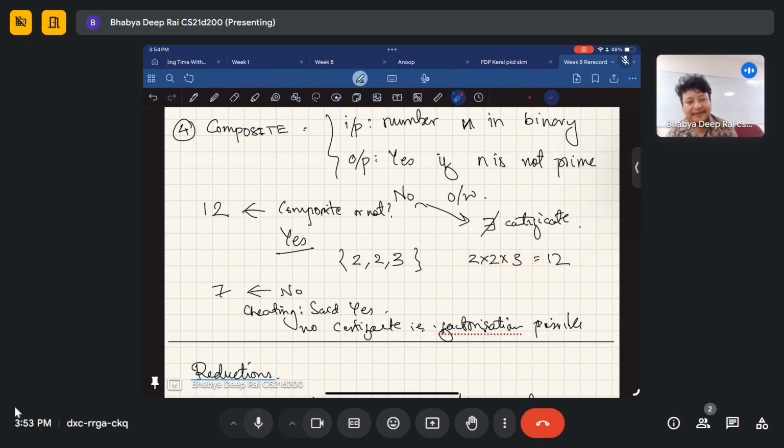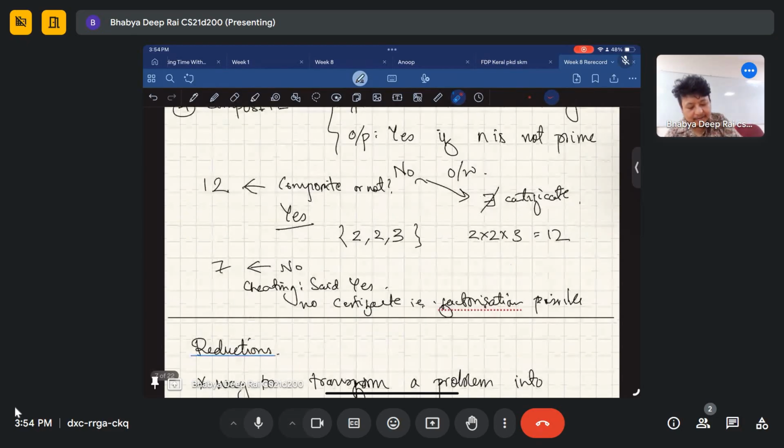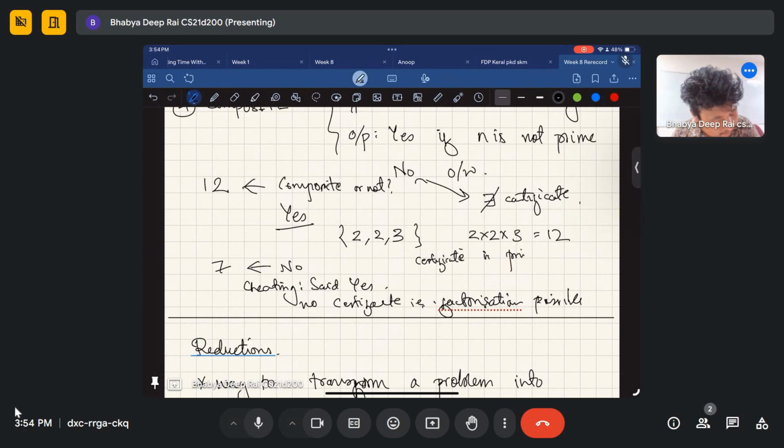And if it is not composite, then no matter what factorization you give me, you will not be able to give 7, considering the fact that the factorization does not contain the number itself and 1. Otherwise, even primes would be accepted, right? So here, the certificate is the prime factorization.